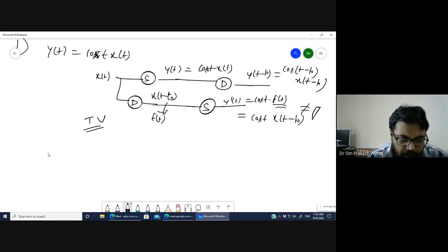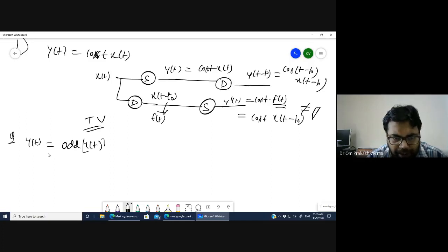Okay, so next problem is y(t) equals odd function of x(t). Can you tell me whether it is time variant or invariant?